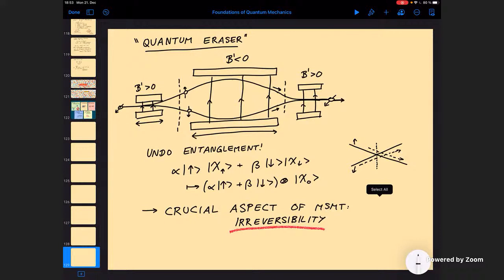If you look more closely at the wave functions, you would find that you have still an entangled state. And the reason would be that chi up would be a wave packet moving down, and chi down would be a wave packet moving up. So even though they are located at the same position in real space, they would have different average momentum, and they would actually still be orthogonal states, and you would still have an entangled wave function. So you would not have undone the entanglement.